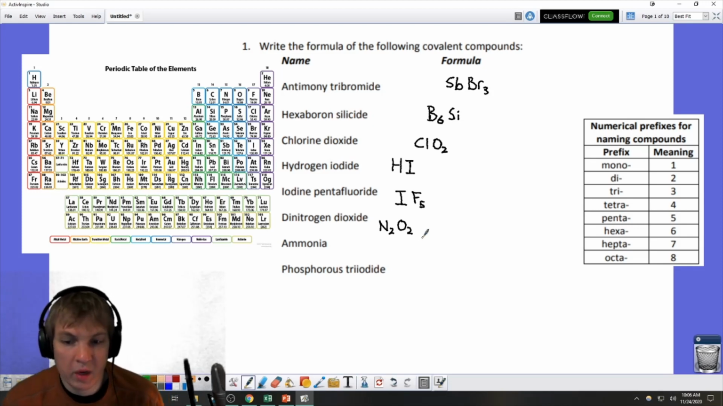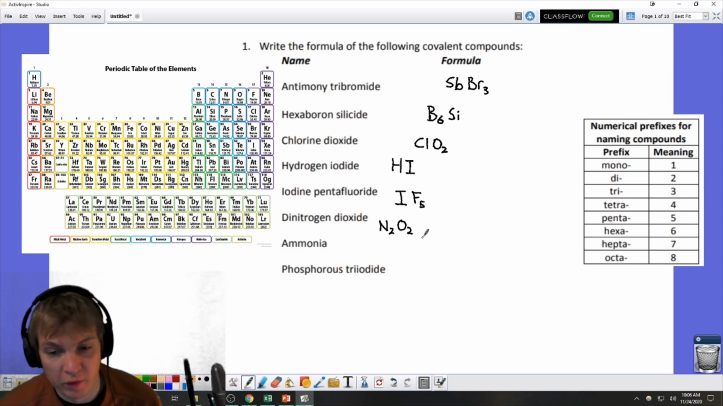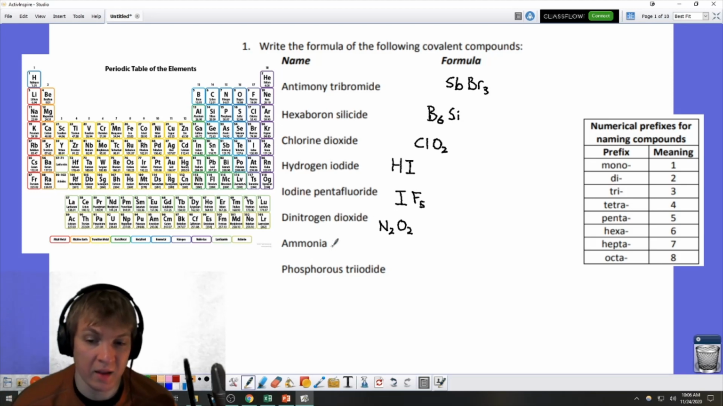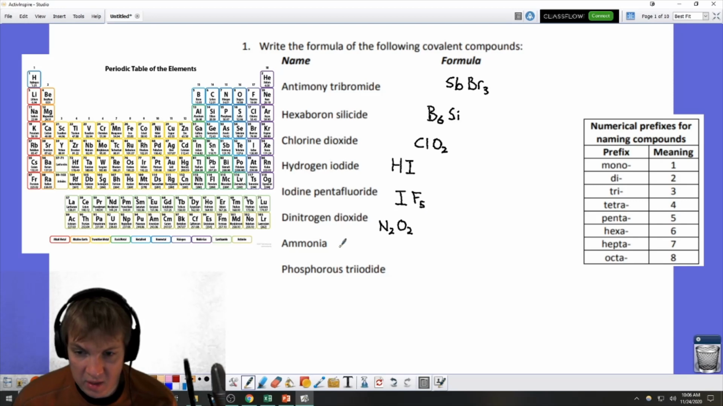All right, ammonia was one of those special ones, so you have to kind of refer back to the notes. That's one that has a very specific name. Ammonia is a substance that is well known, and we know the chemical formula as NH3.